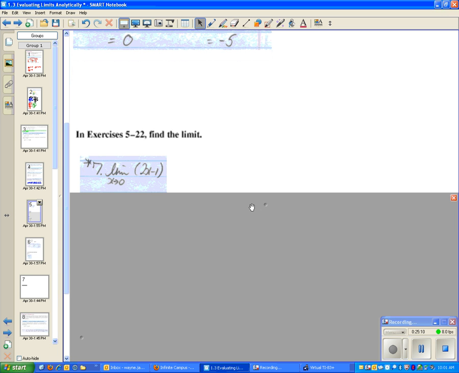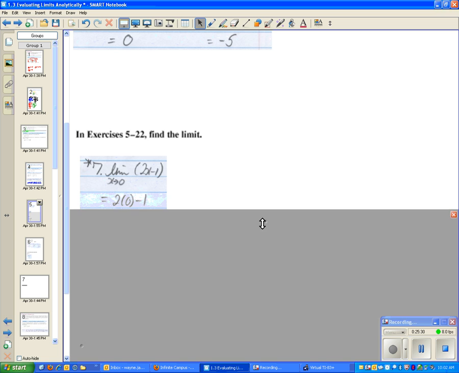Number 7. We want to find the limit. They don't tell us how. So let's do them analytically, because we need to get good at this. We have the limit of 2x minus 1 as x approaches 0. Should substitution work? Let's see if it does. Replace x with 0, so it's 2 times 0 minus 1. Well, yeah, so negative 1.